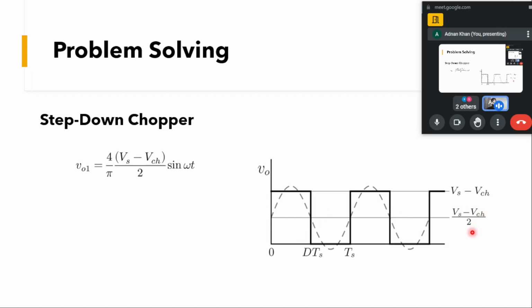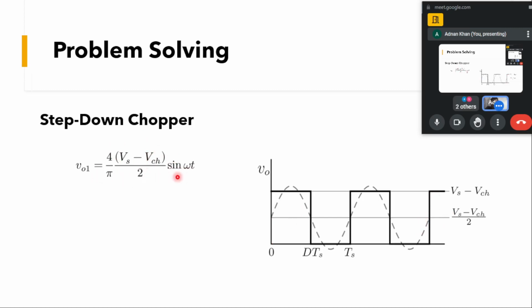Whenever you see this, first look at whether there is any DC offset in the wave. If there is, we have to calculate the fundamental first, removing that DC offset or calculating around it. Then the peak value corresponding to this average value will be Vs minus Vch by 2.